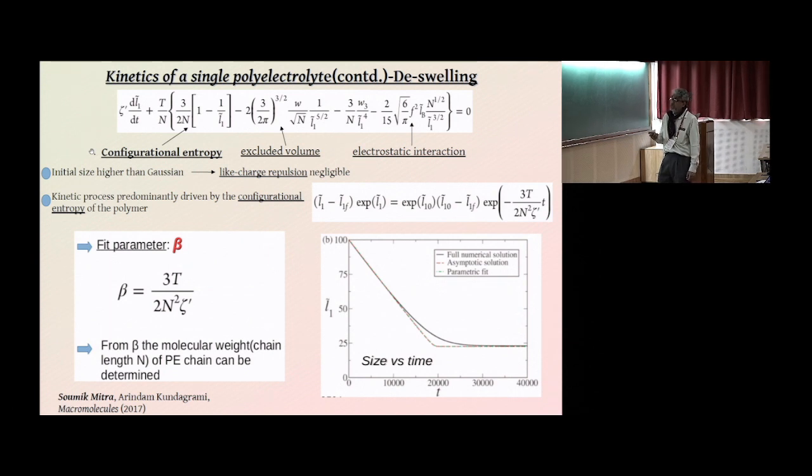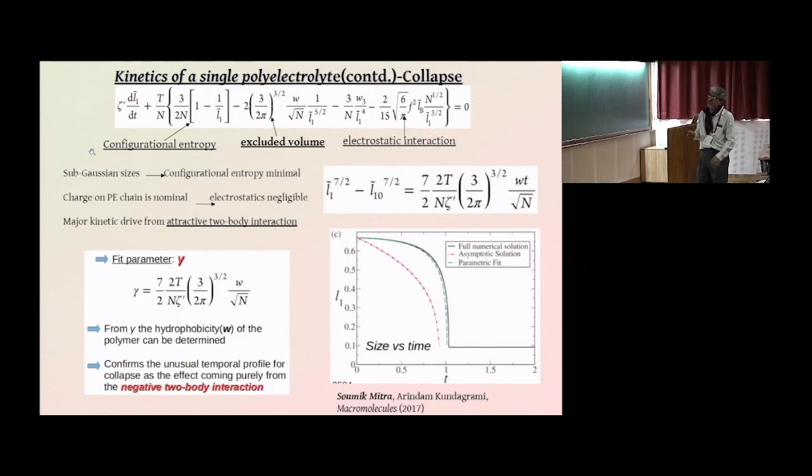So what we are matching here is a full numerical solution with the analytical solution, which we obtained from just taking one of these terms. And there is obviously the collapse, the excluded volume or reverse excluded volume. Well, attractive interaction between the monomers should be responsible for that, and we took only this term. We could see this kind of matching in the system.